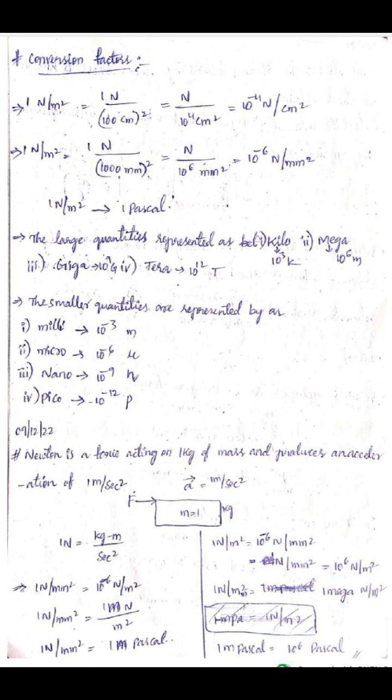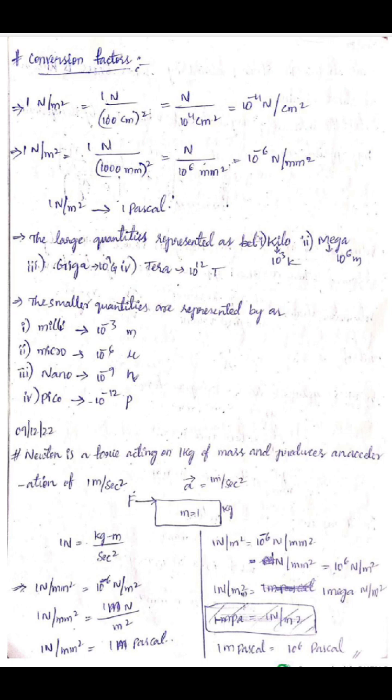The large quantities are represented as kilo meaning 10 cube, mega 10 power 6, giga 10 power 9, tera 10 power 12. The smaller quantities are represented as milli 10 power minus 3, micro 10 power minus 6, nano 10 power minus 9, pico 10 power minus 12.